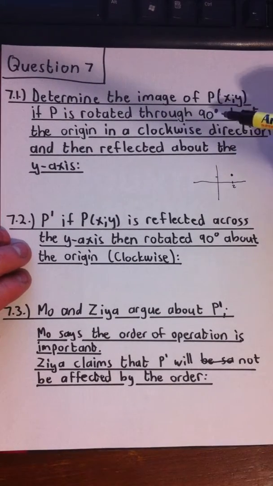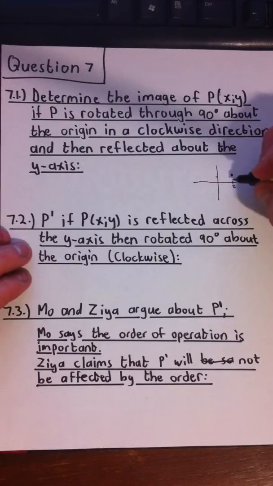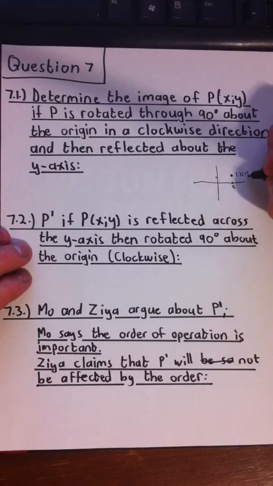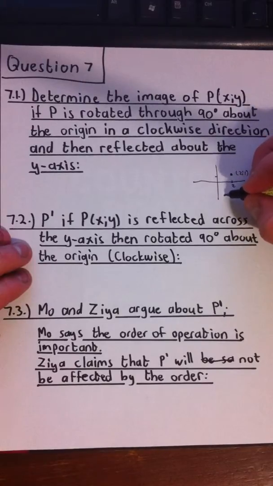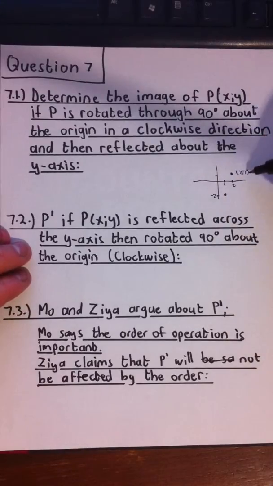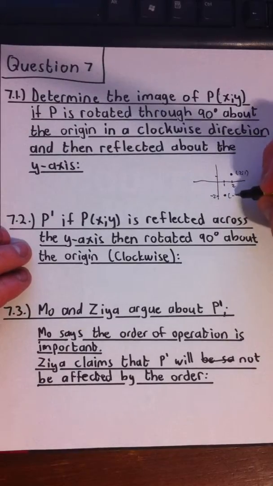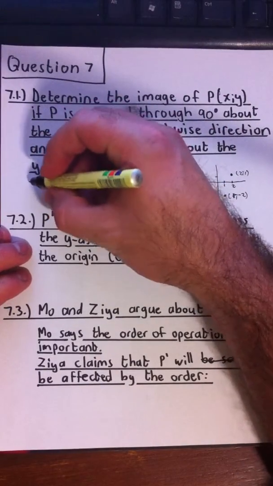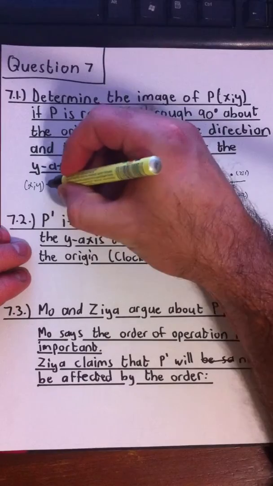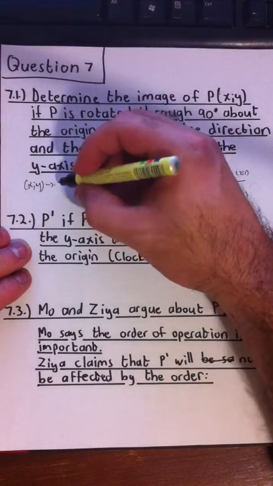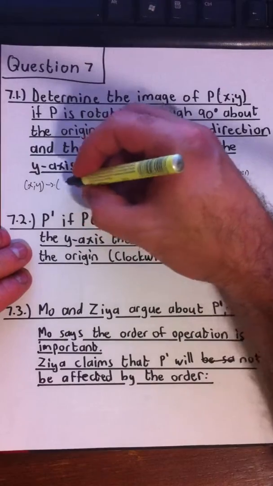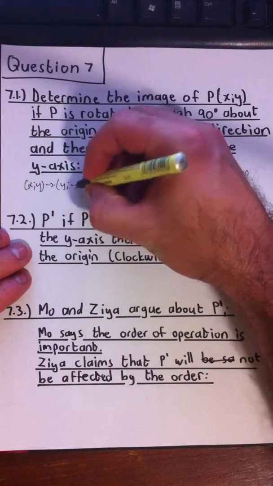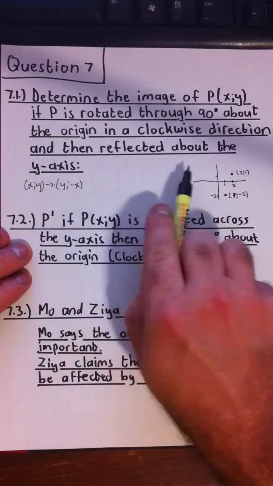So if we rotate it through 90 degrees about the origin clockwise, that means our point 2, 1 would then become, if we rotate it to here, 1 and negative 2. So x and y became y and negative x. So that's the rule you'll have to follow. We'll start off with x and y. After the first transformation it becomes y and negative x, and then the second one is reflected about the y-axis.